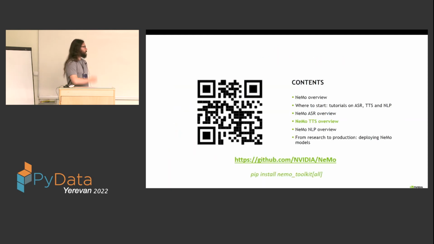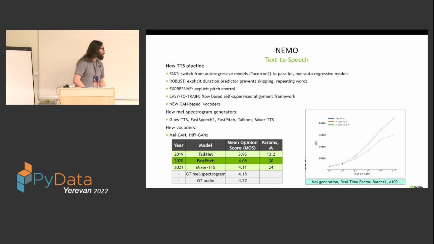So yeah, now to the TTS pipeline. Our TTS, or text-to-speech or speech synthesis, is quite fast, so we dropped Tacotron 2 and we switched to parallel non-autoregressive models, which is actually important because everyone in production wants to have fast speech synthesis models.